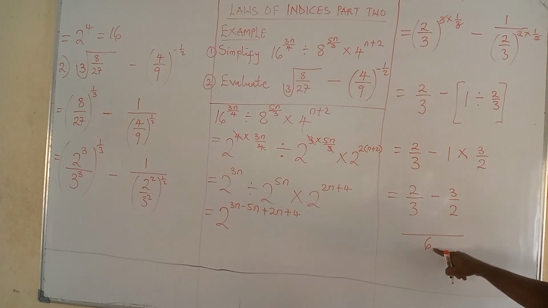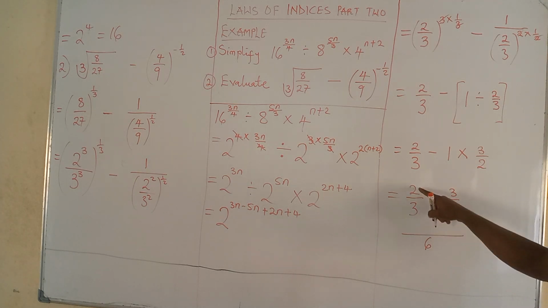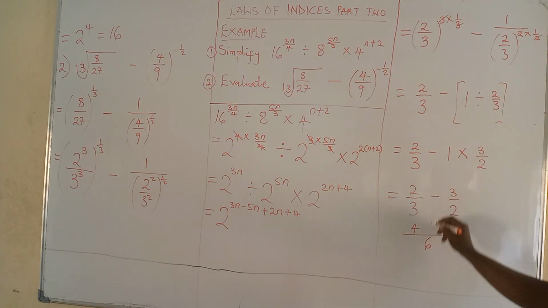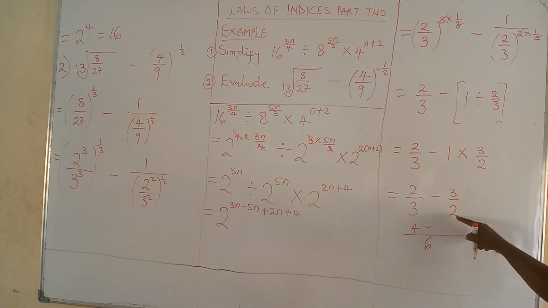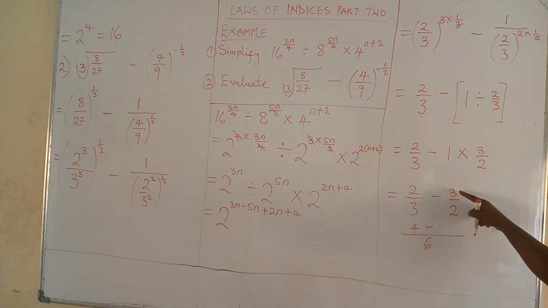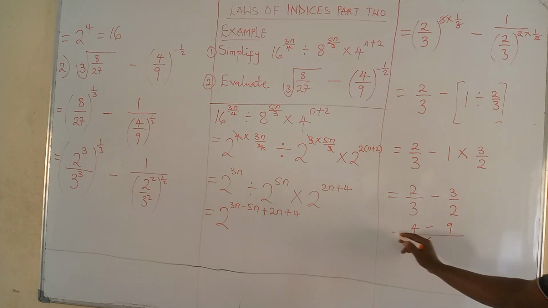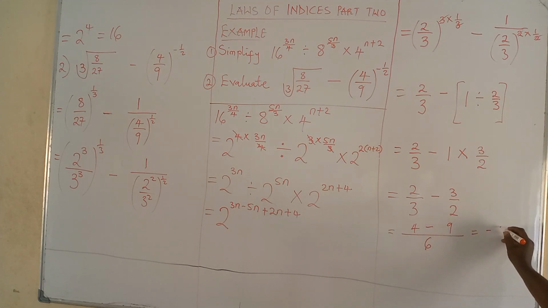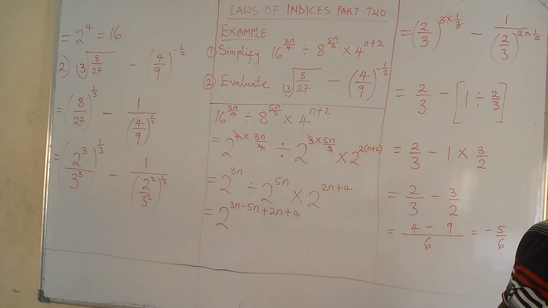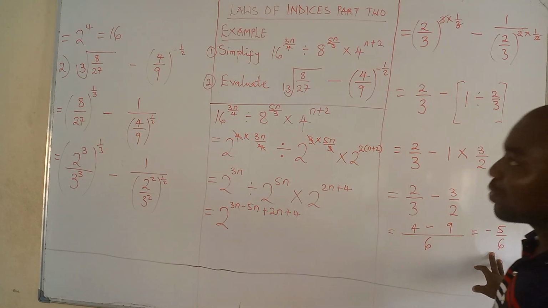And so 6 divided by 3 is 2. 2 times 2, 4. You bring down the subtraction sign. 6 divided by 2 is 3. 3 times 3 is 9. And so this becomes minus 5 over 6. Minus 5 over 6. So that's the answer to question number 2.